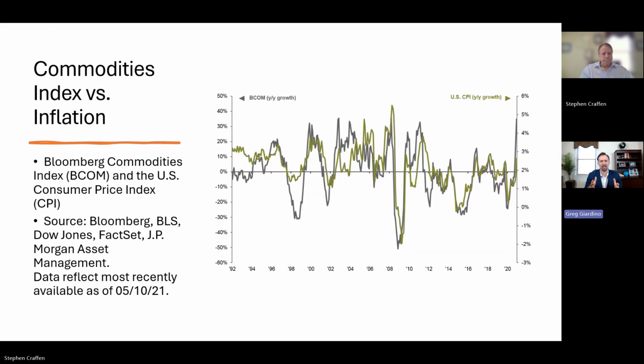Additionally, we have here the Bloomberg Commodities Index, BCOM, in the gray on the graph. And then we're looking at it as it tracks the consumer price index. The consumer price index literally just means tracking a basket of goods and services over time in relation to price. And you can see here there is some correlation between the Bloomberg Commodity Index and the consumer price index as well, especially when we had the last bout of inflation, right, Greg?